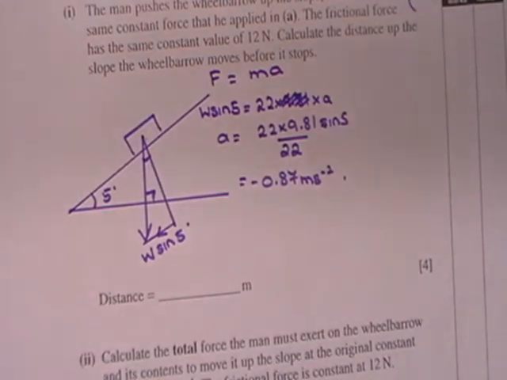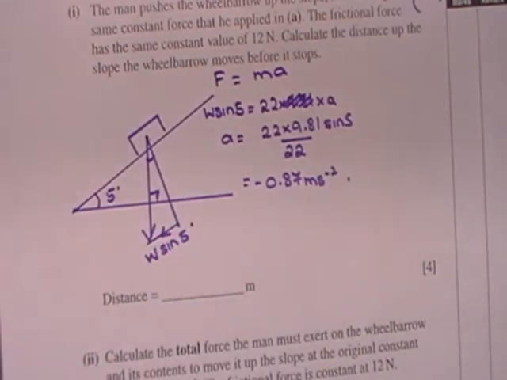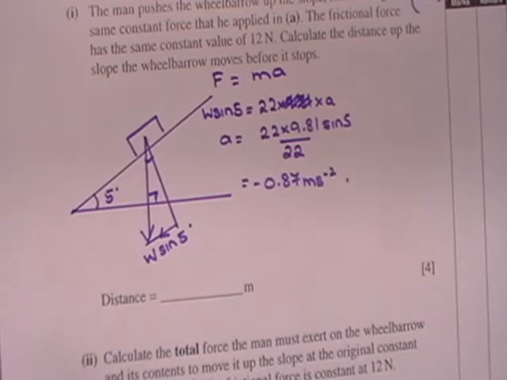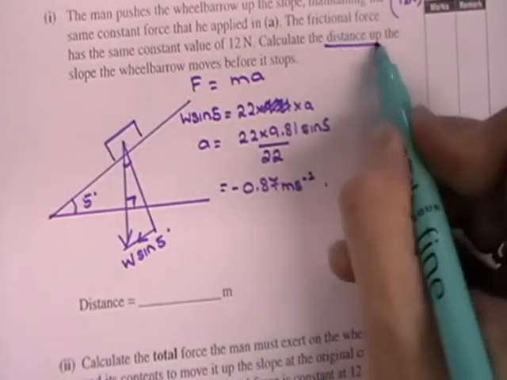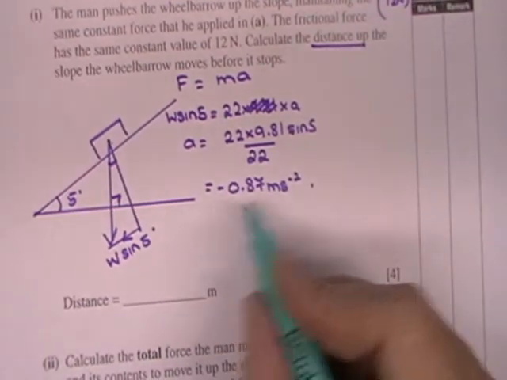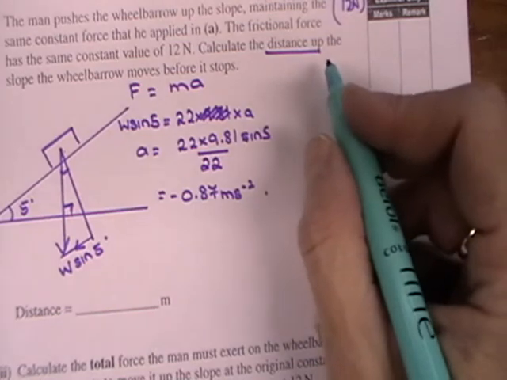So the frictional force is the same constant value of 12. That means that the pushing force and the friction force are still the same, but there you've got this extra decelerating force due to the weight of the object, the component on the slope. And that's where we're getting the negative acceleration from. You then apply that to calculate distance. Because this is constant, you apply that to your equations of motion. And you've got a, and we're looking for s.